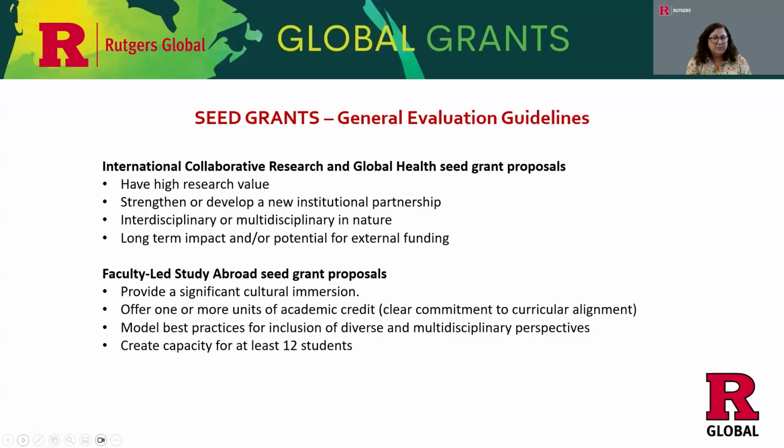Projects that are interdisciplinary and multidisciplinary are preferred, and we would definitely like to see some long-term impact from this project and potential for external funding as the next step. Another thing you might think about is including students in the research project. The budget guidelines don't allow stipends, but you can provide hourly pay. These are all good opportunities to include students in research as well.